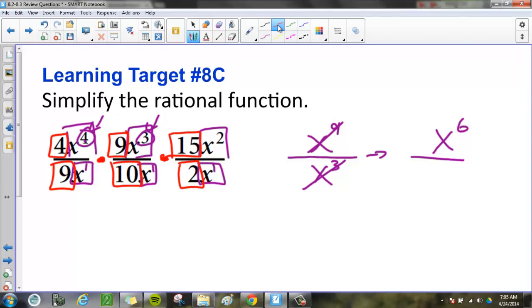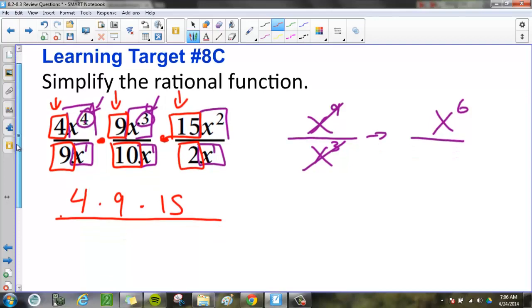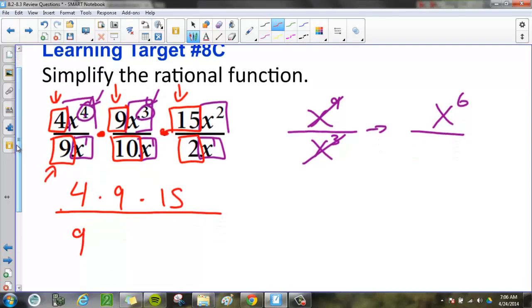I like to break it into our factors. Let's just rewrite this so it's not so crazy. I got the 4 from here times the 9 from here times the 15 from here, okay? And I got the 9 from here times the 10 from here times the 2 from here. Okay, now right off the bat I see there's 2 9s.